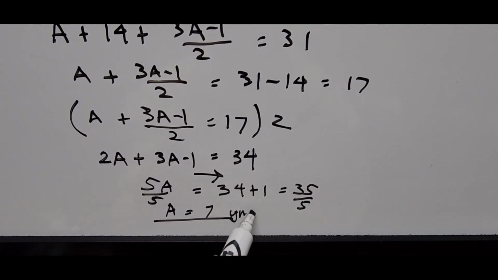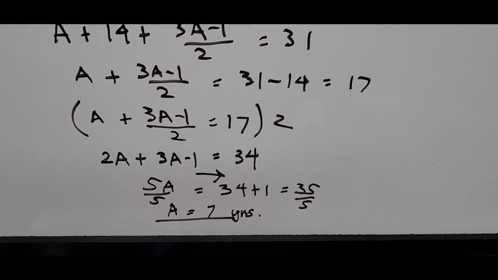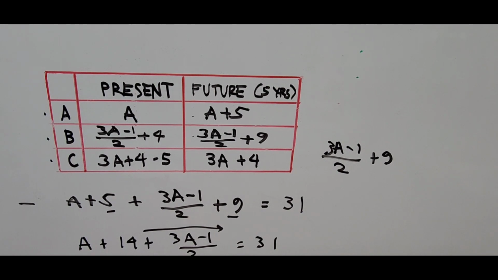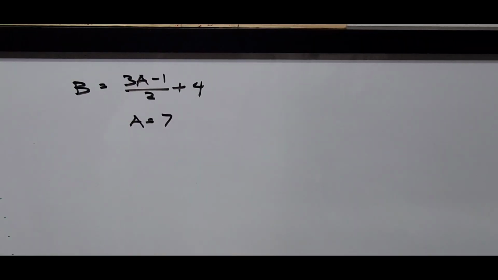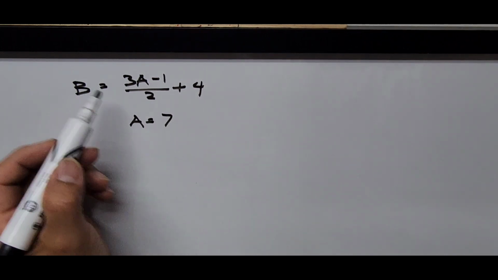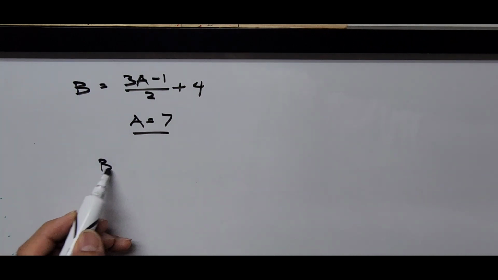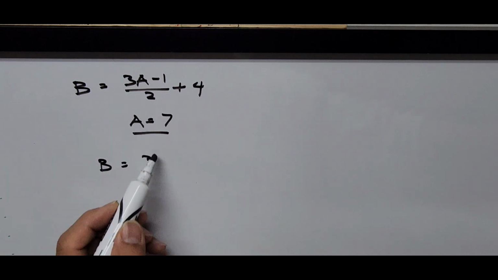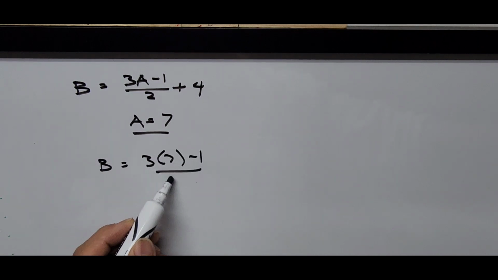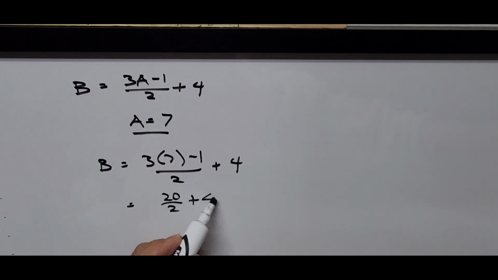7 years. That's the present age of A. And to compute for the present age of B, we go back to our table. B's present age is 3A minus 1 divided by 2 plus 4. And A's age is 7 years, so we substitute this age into this equation to get B's present age. So B is equal to 3 times 7 minus 1 divided by 2 plus 4. This is now 7 times 3 is 21 minus 1, that is 20 divided by 2 plus 4.